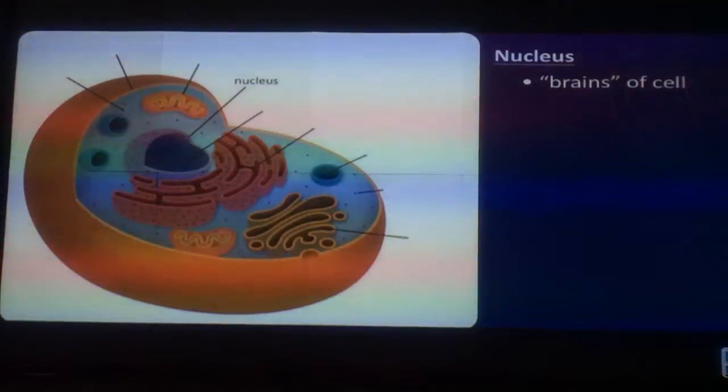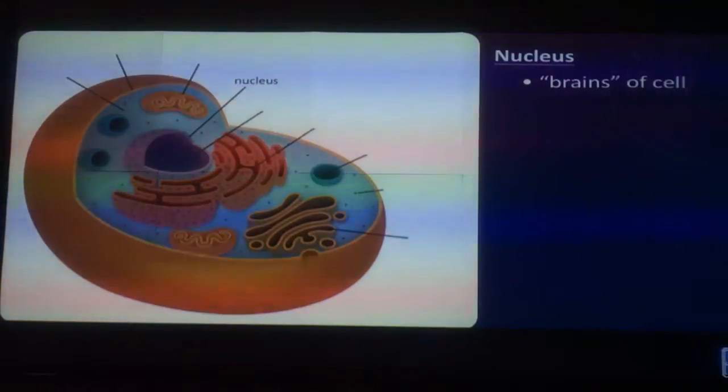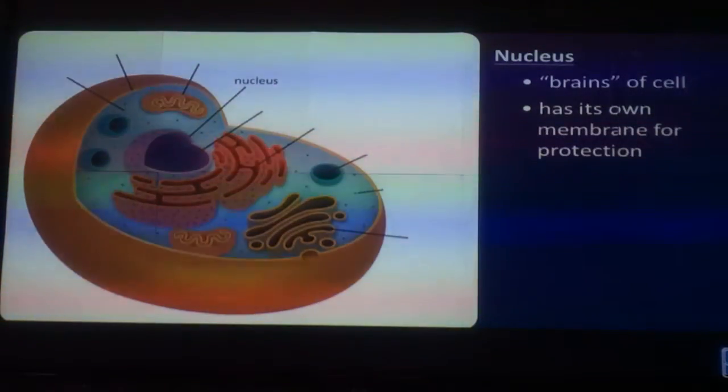All these little tiny squiggly lines and parts and dots, these are what we call organelles. And just like in your body, you have the heart, your lungs, your stomach, your small intestines. Those are all organs in your body. Well, these little parts inside the cell are called organelles, or mini organs. The nucleus itself has its own covering, or own skin. It has a membrane of its own to protect the inside of the nucleus. It's kind of like your brain is surrounded by a skull. It has to be very protected.